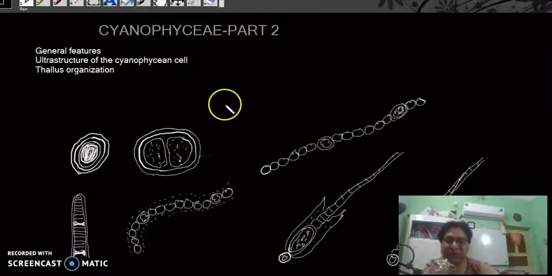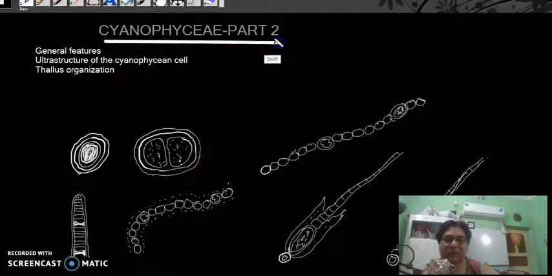So we wanted to discuss the Cyanophycean algae. The general features have already been discussed. The ultrastructure of the Cyanophycean cell has to be discussed now, but before that we are going to discuss the thallus organization. So some of the members of Cyanophyceae are unicellular, like this.